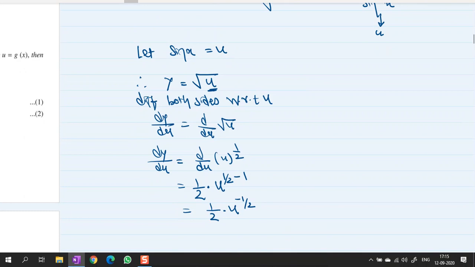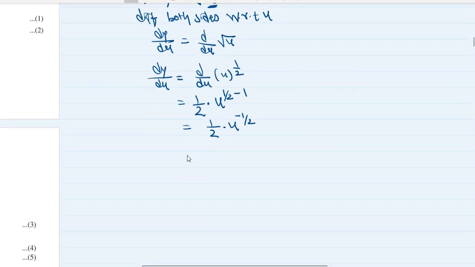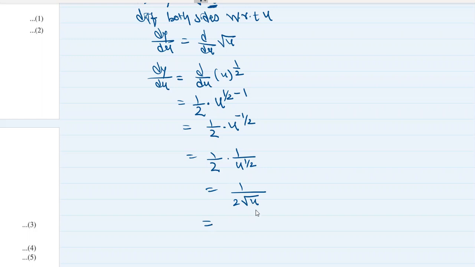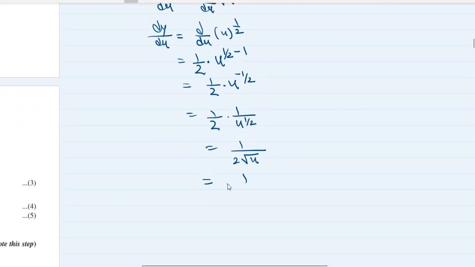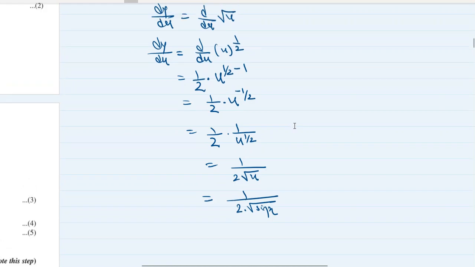Okay, let me write a little bit down, which is half multiplied by half multiplied by 1 upon u raised to 1 by 2, which is 1 upon 2 root u. Now what was u? See, u was sine x. So now put the value of u over here. You get 1 upon 2 into root of sine x.